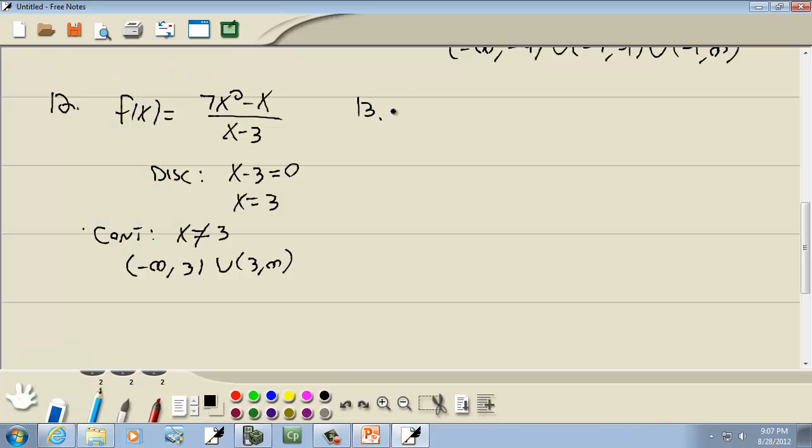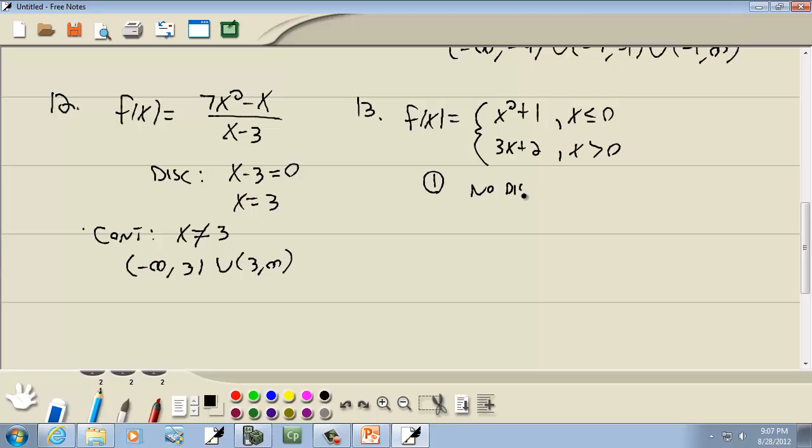Now our last one. Again, we're going to do algebraic methods because it's best. We got x squared plus 1, and 3x plus 2, and the changeover point is x less than or equal to 0 and x greater than 0. So it's going to be at 0. Remember our two steps for this. First step is to check each individual piece and see if it's continuous. Well, x squared plus 1, there are no fractions, no radicals. That's okay. 3x plus 2, there are no fractions, no radicals. So there are no discontinuities in each individual piece.